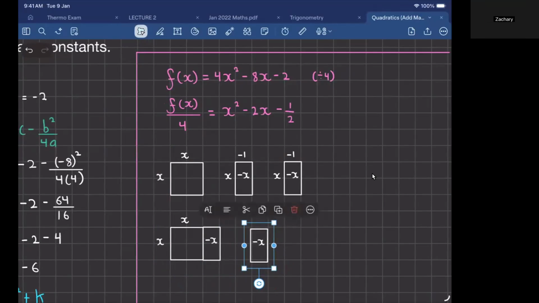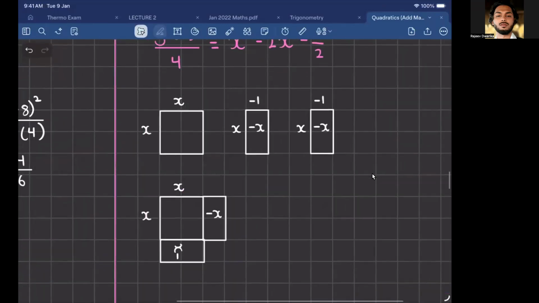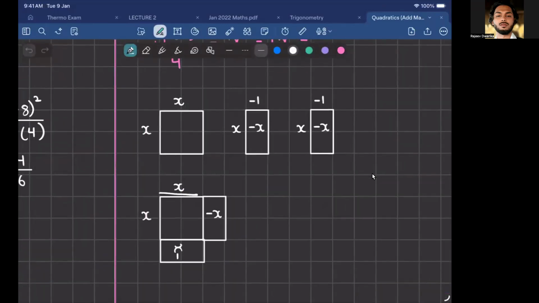Below the other rectangle. Nah, I mean a square, like this. Right. This dimension here is x. What's this dimension? Negative 1. Right, and this dimension? Negative 1. Okay. And we're missing a piece, right? And you can see that we're missing a piece. This dimension here is negative 1, and this dimension here is negative 1.